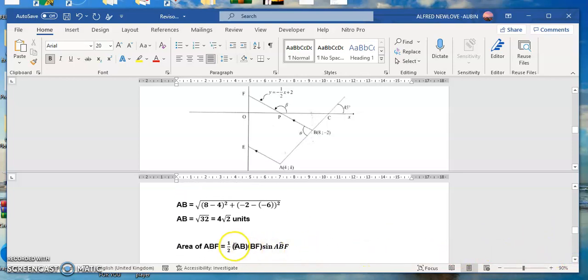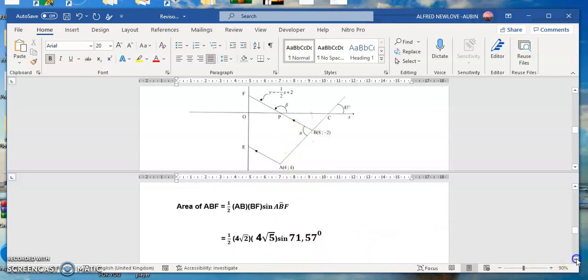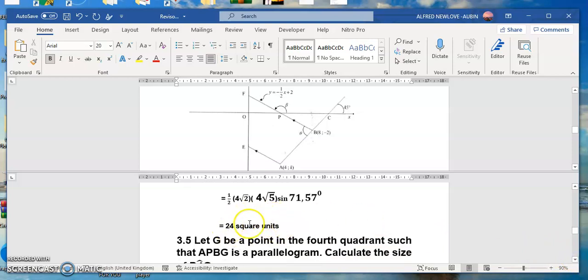And area rule, you are going to have half times AB times BF, sine of this angle ABF. So if we simplify, our AB, we calculated it to be 4 root 2, and our BF, we also calculated it to be 4 root 5. Then sine this angle, we calculated it to be 71.57. And when you press it on the calculator, you are going to get that one. Let me show you the angles, those ones, before we move to the next question.